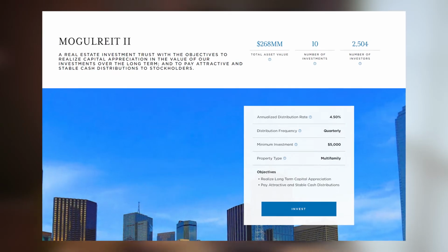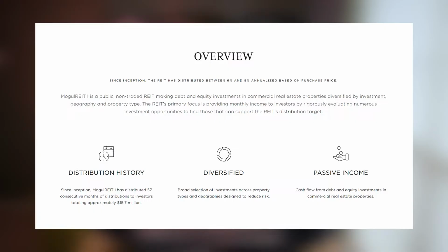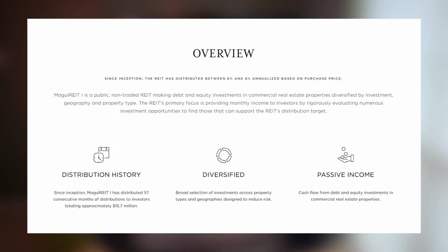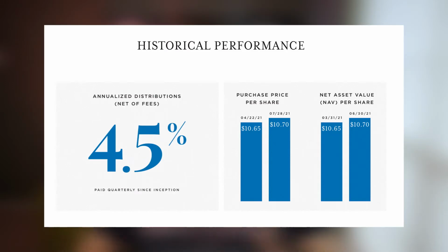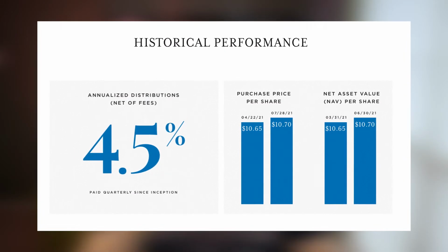Okay, what about MogulREITs II? It's a public, non-traded REIT for residential real estate, primarily apartment buildings. It's set up for appreciation and income through investment in equity in multifamily apartment buildings all over the US. Although RealtyMogul has paid about 4.5% annualized distribution to investors in MogulREITs II, the focus is also on long-term capital appreciation. So this is the main difference between MogulREITs I, mostly a dividend structure, and MogulREITs II, mostly a growth-oriented structure of the fund.